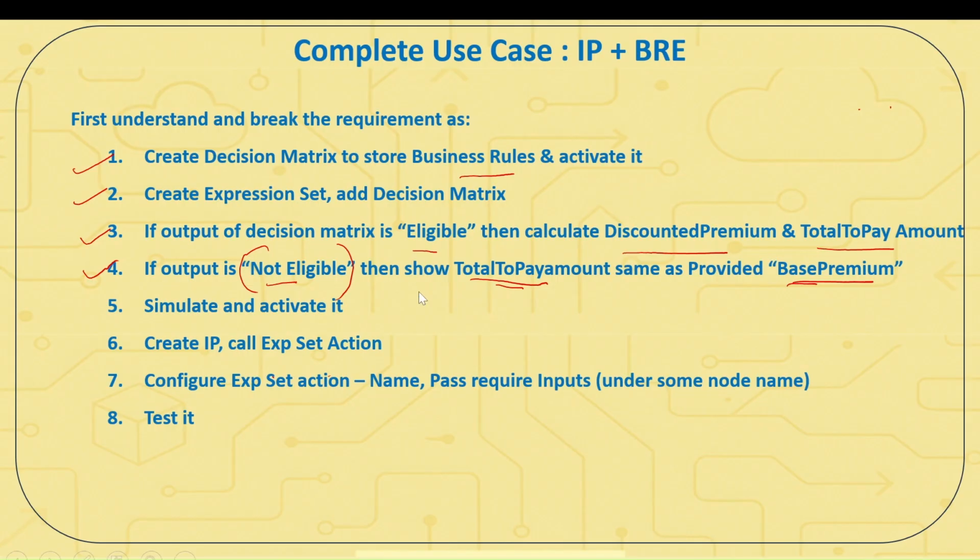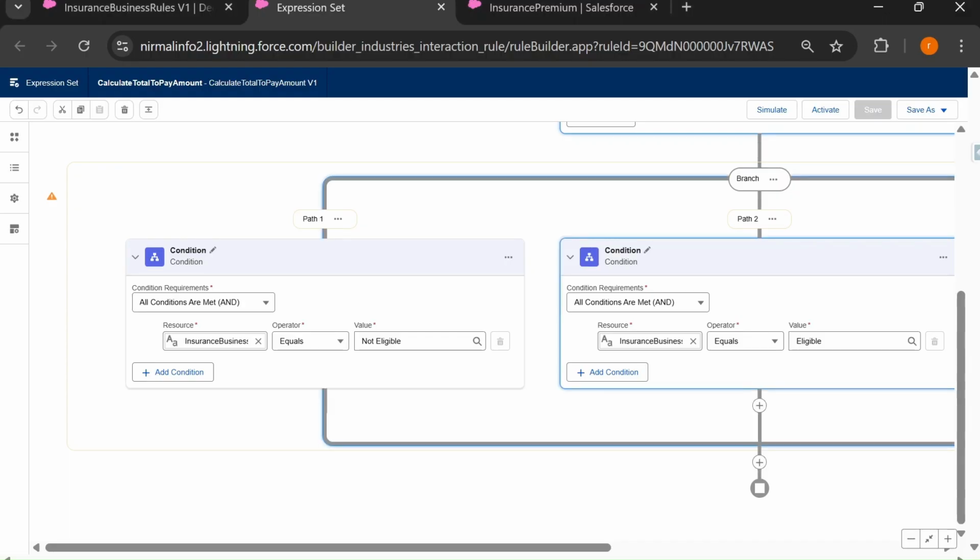Now let's create some variables. We need a base premium variable, a total to pay amount variable, and a discounted premium variable as well, because we'll be doing the calculations, performing some mathematical operations, and to add all this in terms of formula we need some variables. So we are adding these three variables here. Let's add it. First of all, discounted premium.